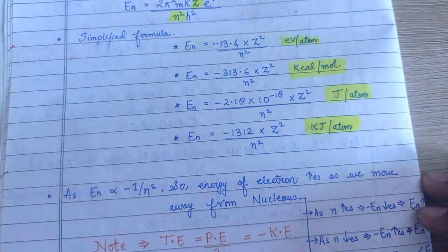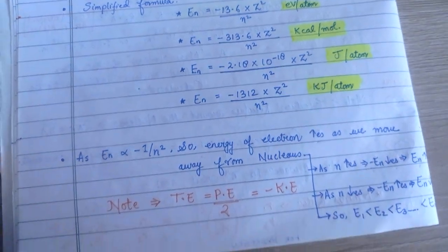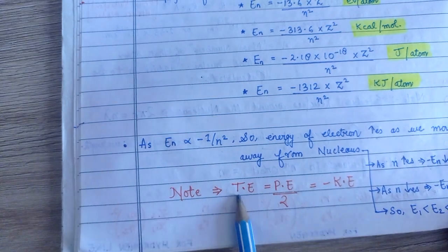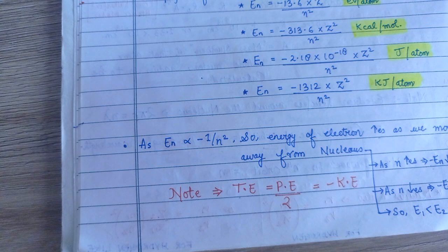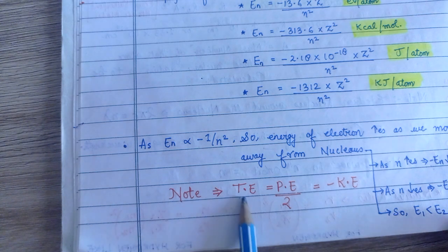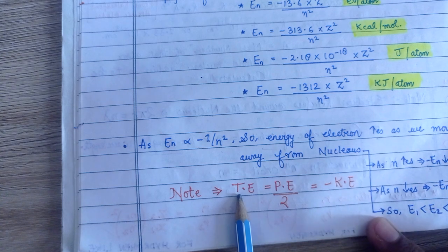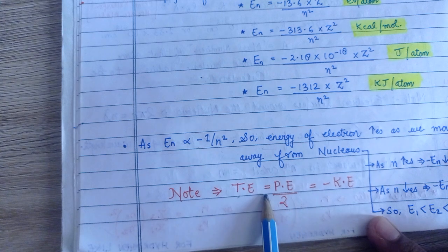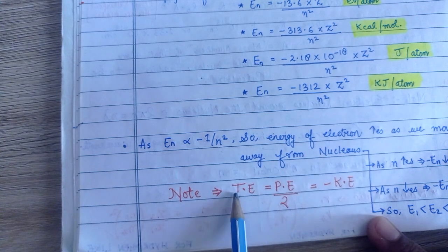One thing I want to discuss is not important for school examinations, but it is very important otherwise: the total energy of the electron. Sometimes they do not ask you to calculate the exact value. They ask the relation between the total energy, kinetic energy and potential energy. Then you can use this formula: total energy, TE, is equal to potential energy by 2. It means the total energy is half of the potential energy.